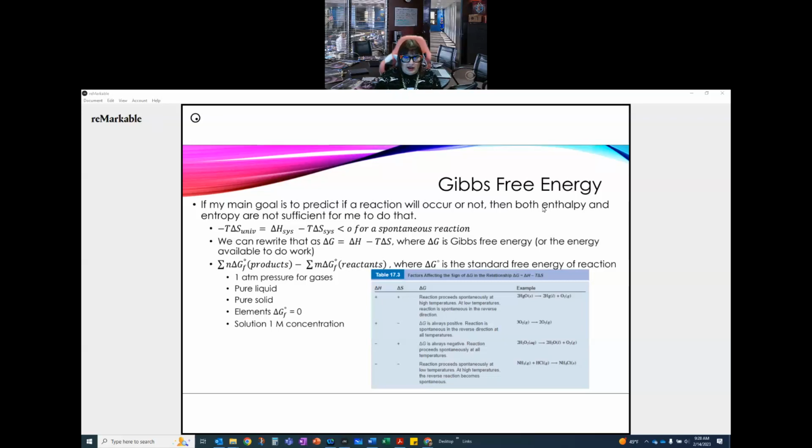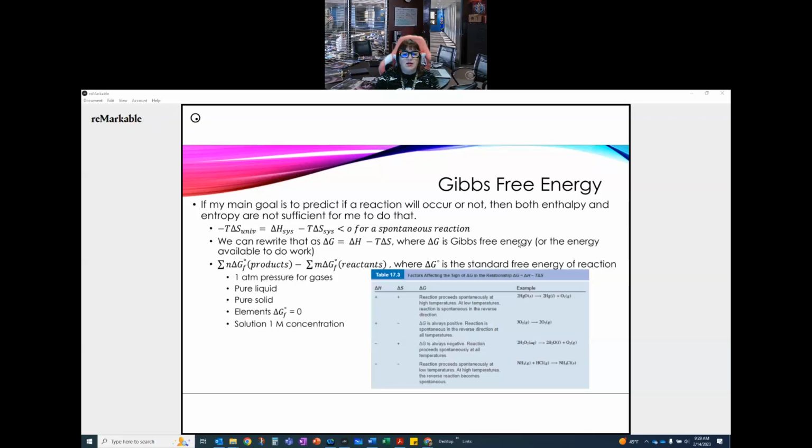We can rewrite that as delta G, whether or not this is going to happen. Delta G is equal to delta H minus T delta S, where delta G is the Gibbs free energy, or the energy available to do work. That's actually another way that we define Gibbs free energy.